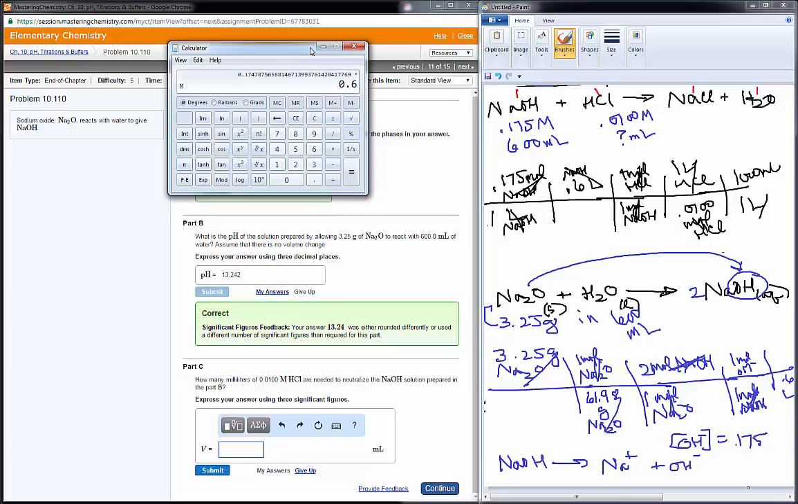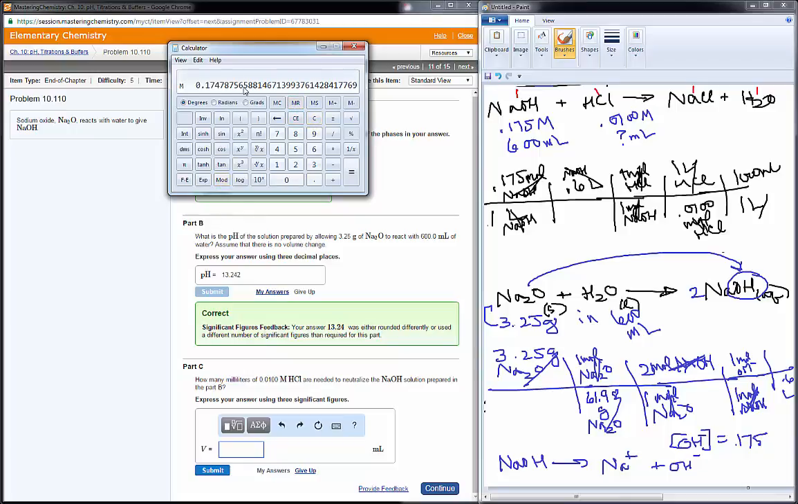Times by 1, divided by 1. Times by 1 liter of HCl, divided by 0.01 moles in every 1 liter of HCl. And then multiply that by 1,000 milliliters in a liter. That seems very high. I'm going to try that again.